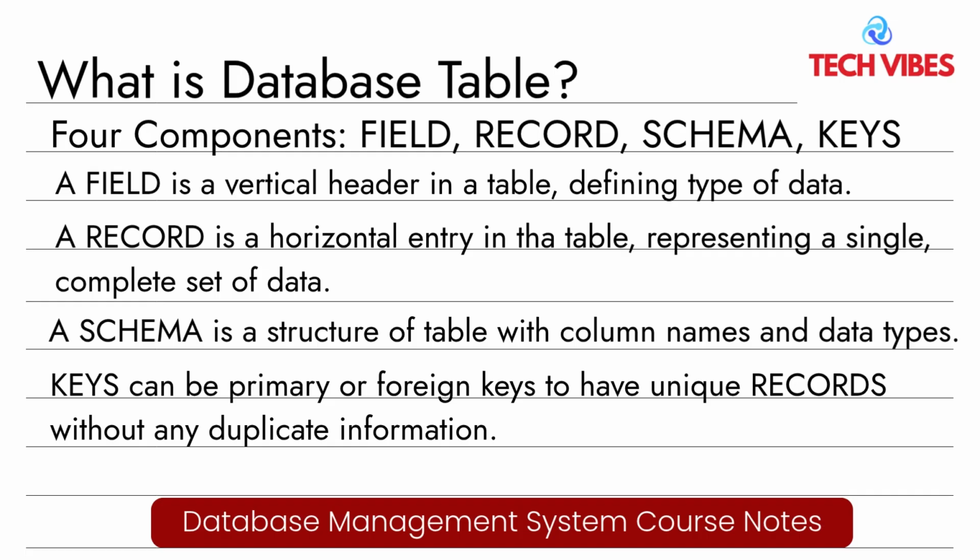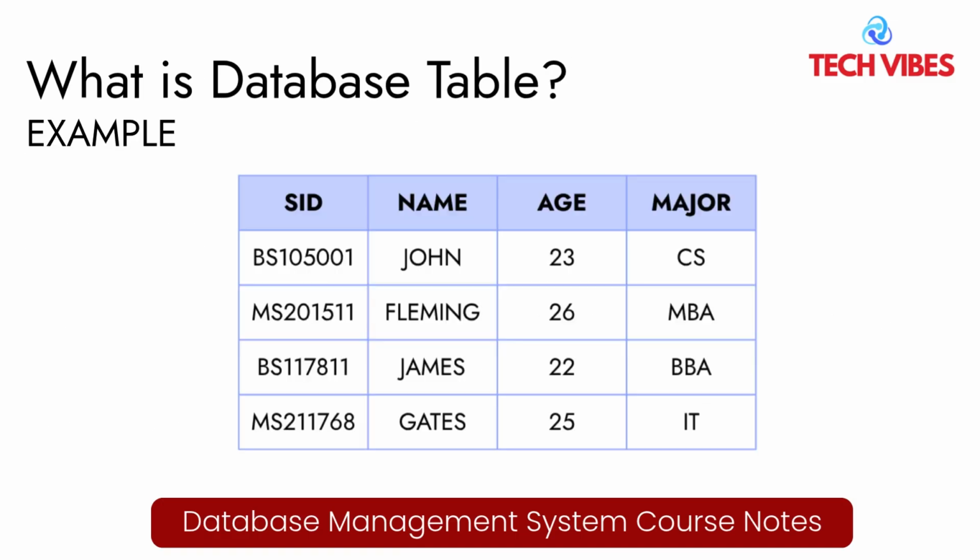Now, I will discuss database table with an example. Here is a table having student information. SID, name, age, and major are vertical headers called columns or fields. In this table, complete set of information about four students is included in four records or rows. SID is a primary key to have unique record of students.